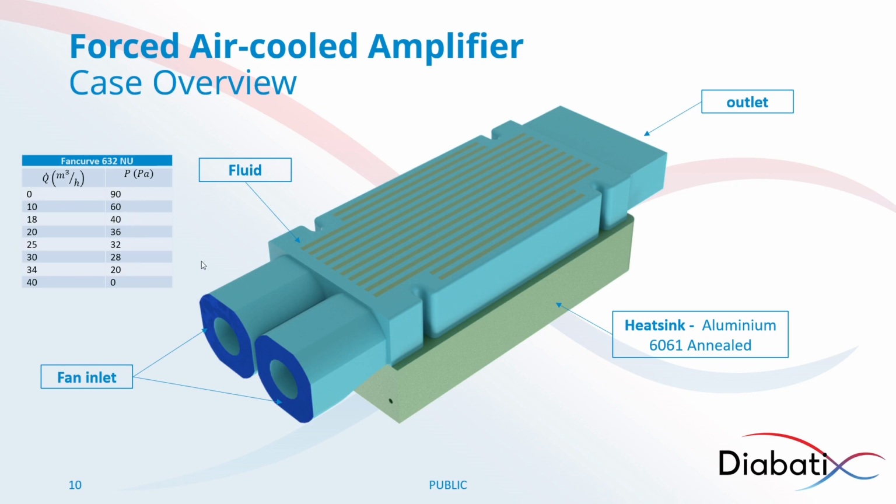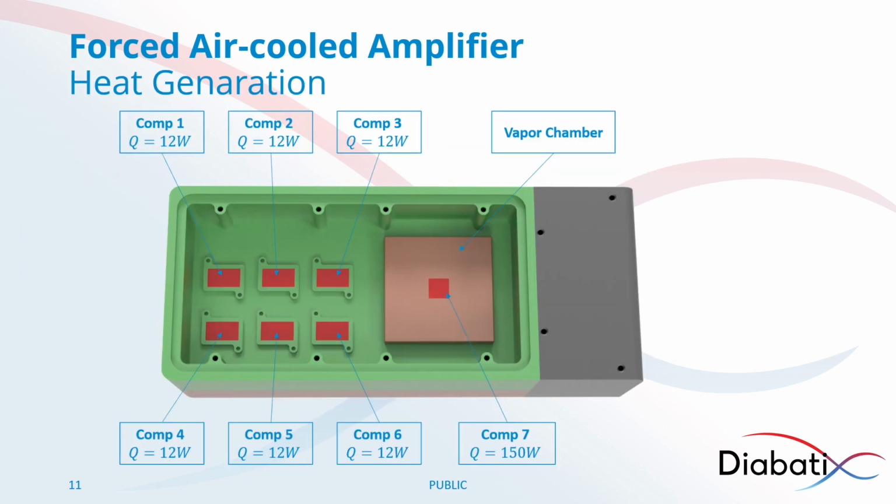Both of these fan inlets do have a fan curve, and I put all the values over there. And on the bottom side there are 7 components. 6 of them are just represented by a heated wall on the heatsink itself. They all have a heat generation of 12 watt. And then there is a 7th component, and that's the most critical one, that has a heat generation of 150 watt, and that's placed on a vapor chamber. This vapor chamber we have simulated as just a solid material with a very high conductivity. That's in this case a very reasonable assumption to make.